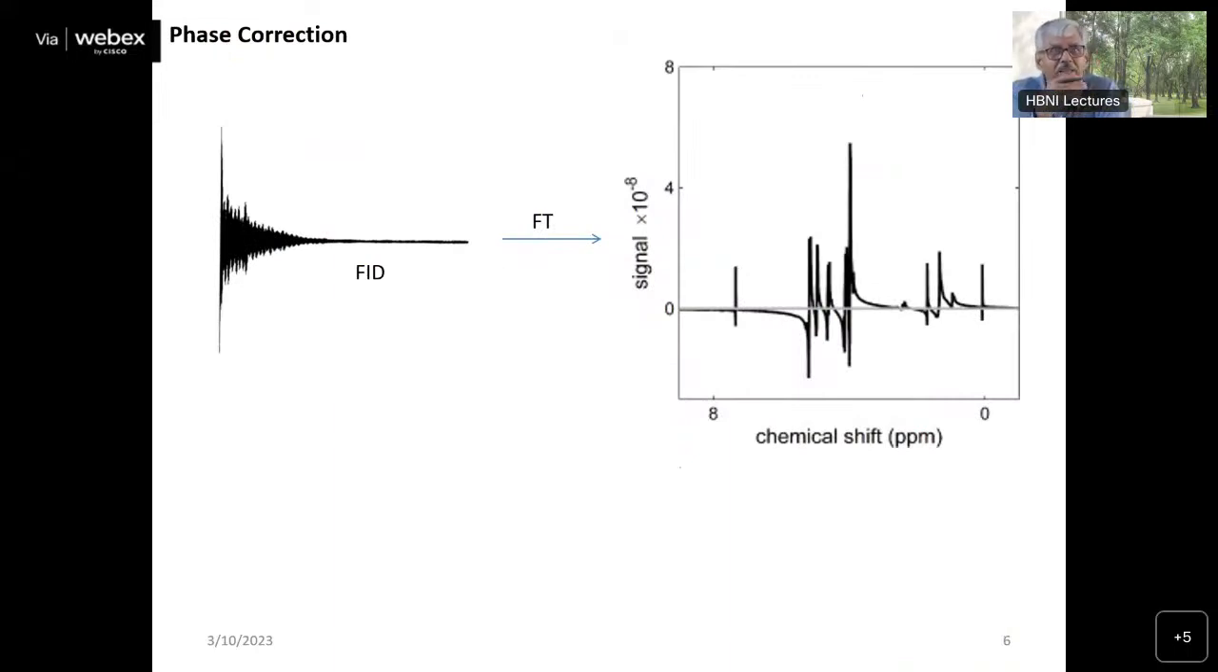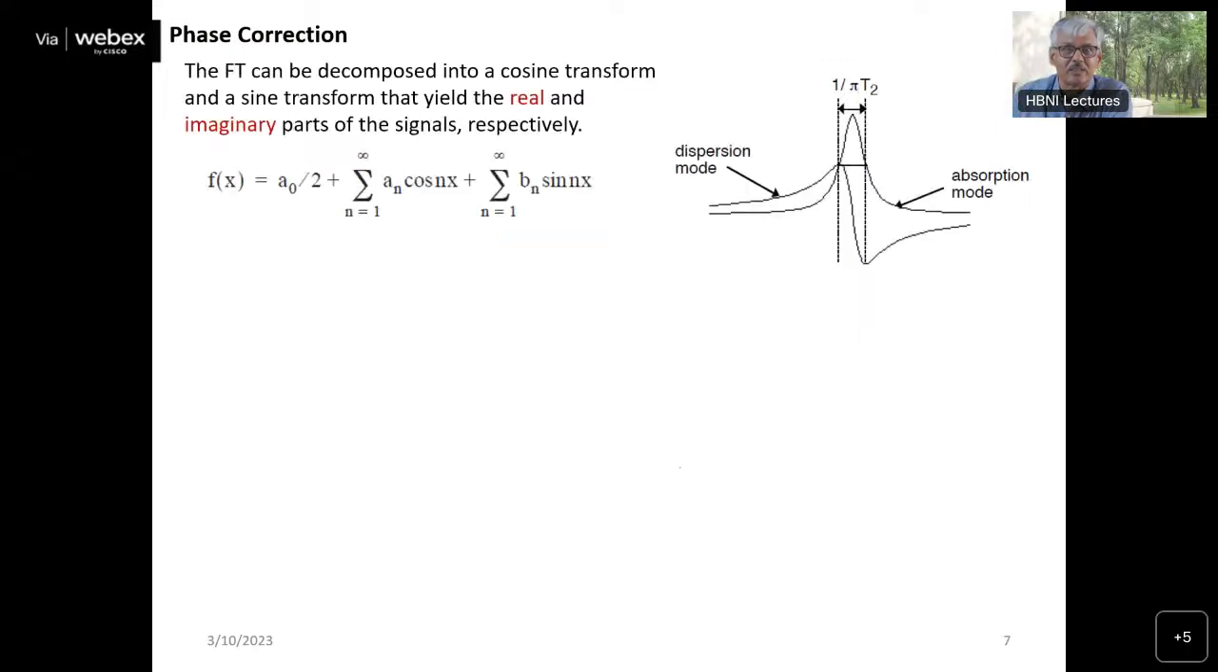Now after you receive the FID and do the Fourier transform, you will get a spectrum like this. You will see that the phase of the peaks is not proper. That's why whenever you record, you have to do a phase correction. So now let us see what phase correction is.